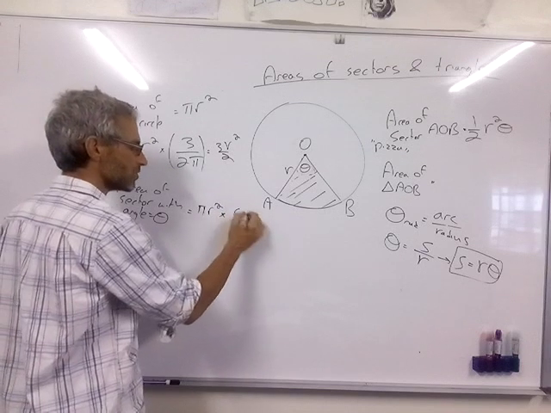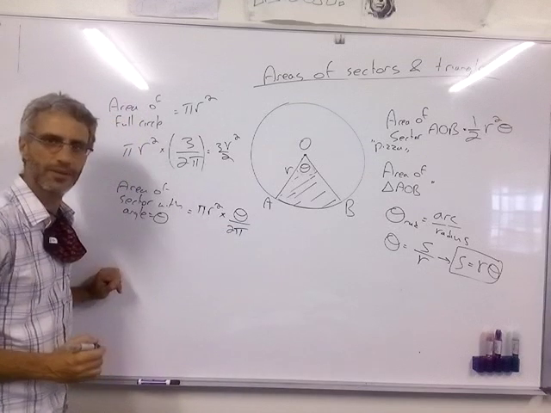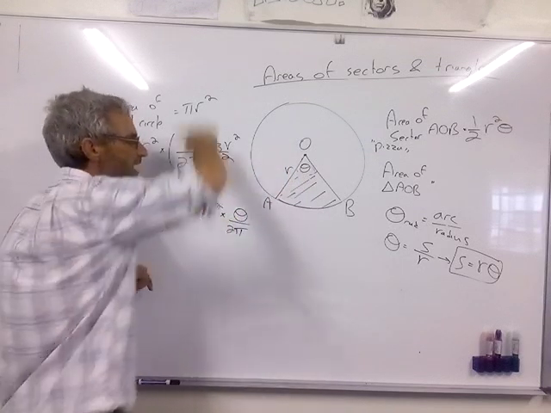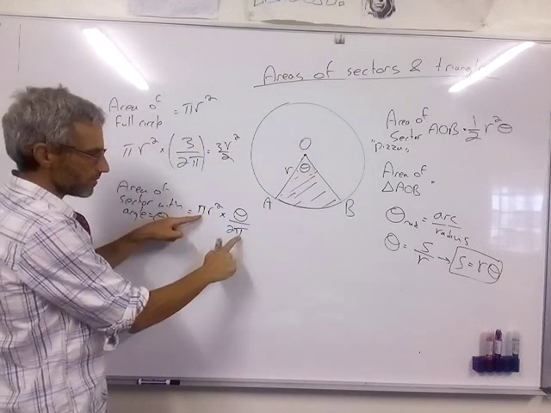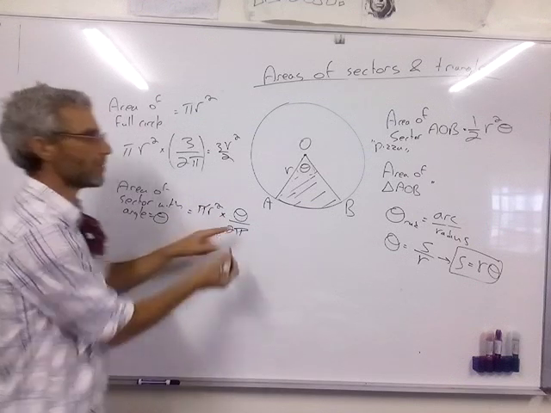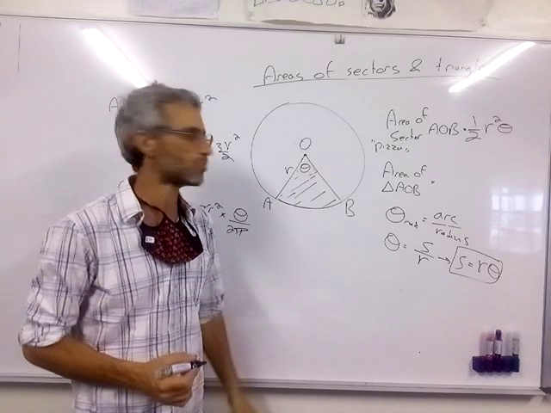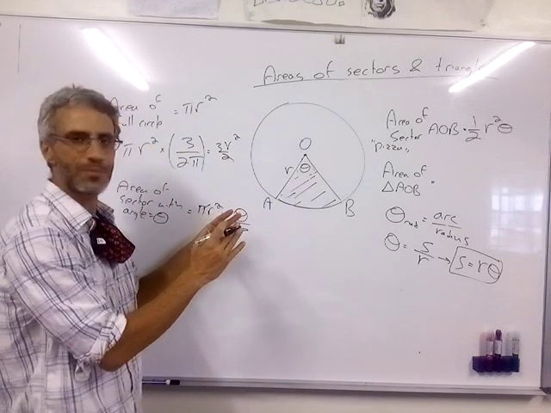What's the fraction of the circle? Theta divided by 2 pi. Because the angle is theta, some general angle, divided by a full circle, which is 2 pi. What can I do here now? I can cross cancel the 2 pi's, and then what do I end up with? Half r squared theta. You see? That's the formula that I tried to prove. So that's about that.